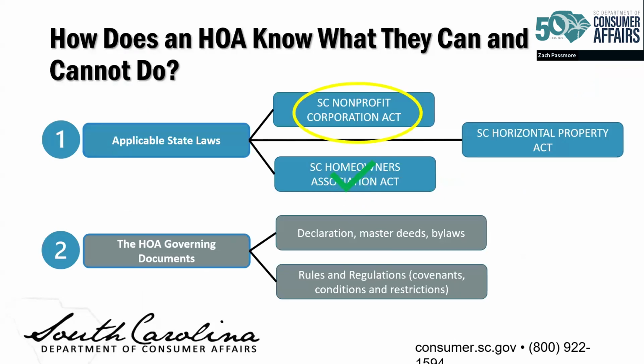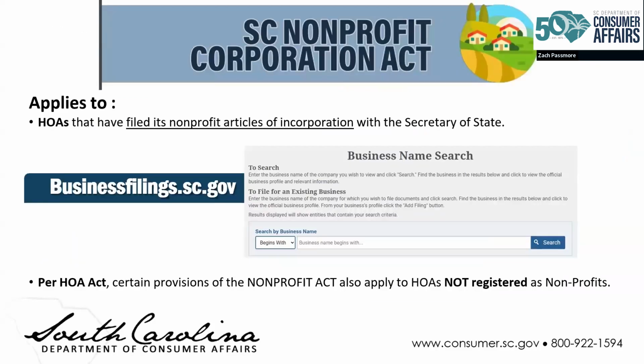So that covers broadly the South Carolina Homeowners Association Act. As I said before, it is the least restrictive of the three Homeowners Association Acts. And now we're going to move up a level in terms of restrictiveness and discuss the South Carolina Nonprofit Corporation Act. This act applies to HOAs that have filed its nonprofit articles of incorporation with the Secretary of State.